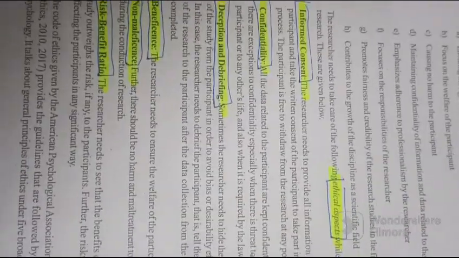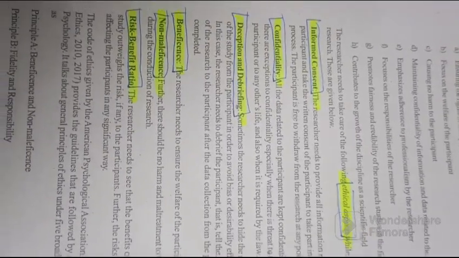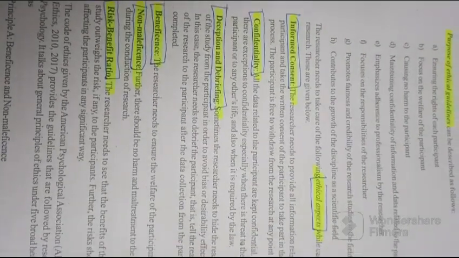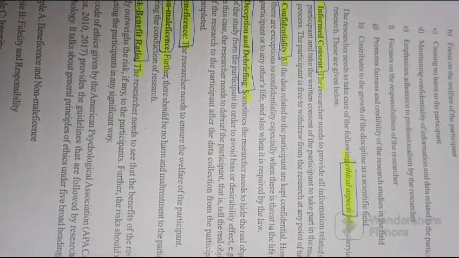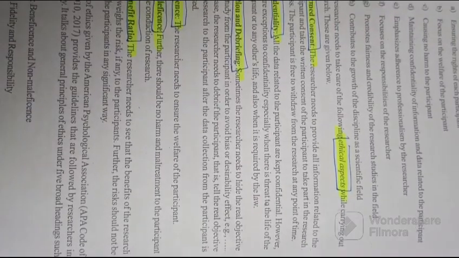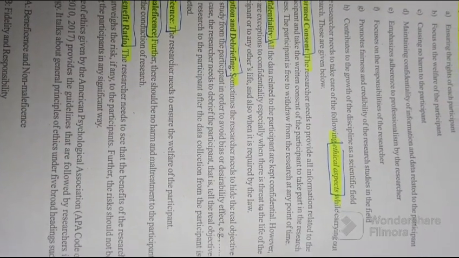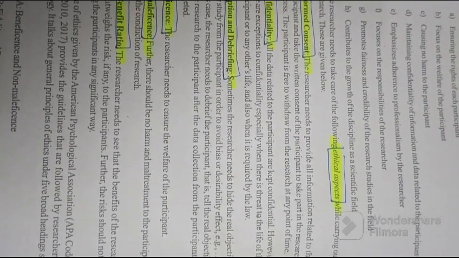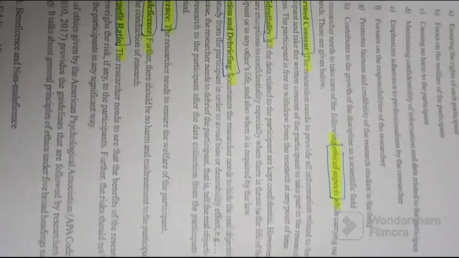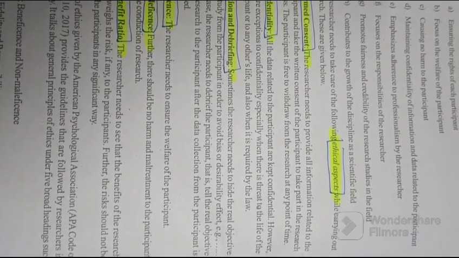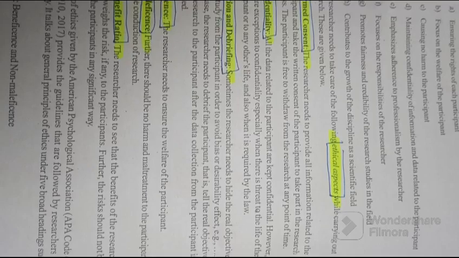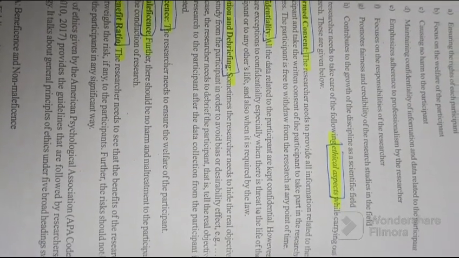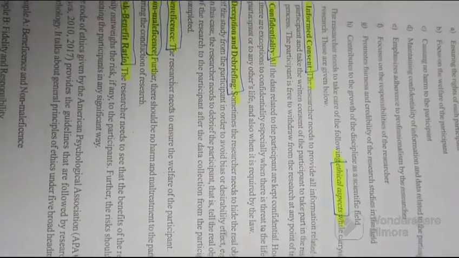Then next is confidentiality. That is, all the data related to the participant are kept confidential. However, there are exceptions to confidentiality, especially when there is a threat to the life of the patient or to any other's life. For example, if your participant is suicidal, then you need to discuss this with other family members. And if he has, you can say, delinquent or criminal tendency, then he can be a threat to someone else's life. So this is also required by the law. So in that case, confidentiality cannot be maintained.